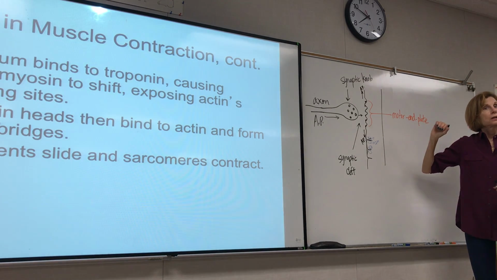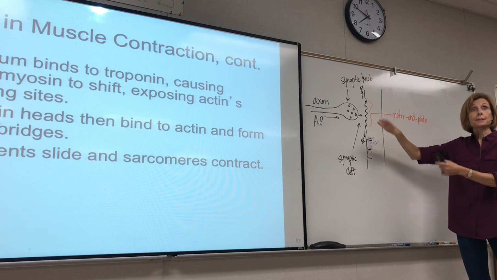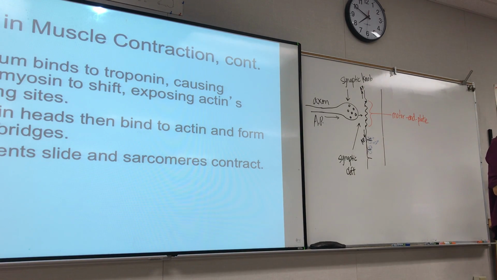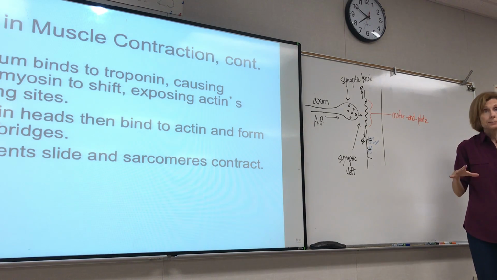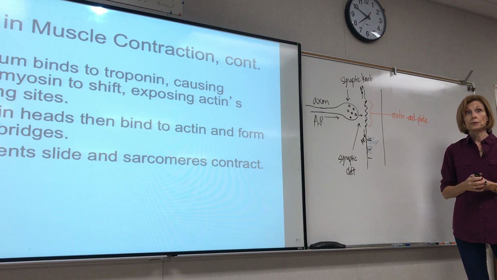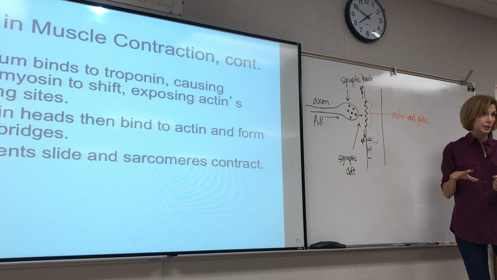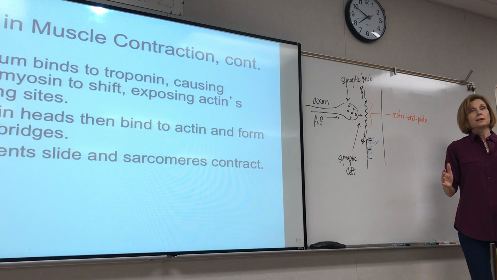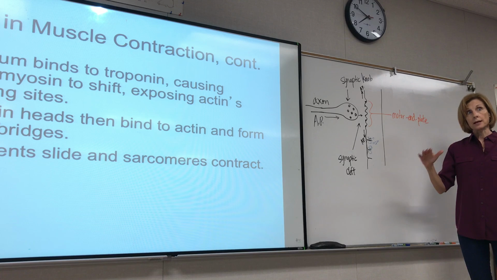Okay, so this is what happens to cause contraction. Now, everything kind of just reverses when we want to relax. The motor neuron stops sending action potentials, so that will stop the release of acetylcholine. That stops the action potential in the muscle fiber. Okay, so everything just kind of stops.